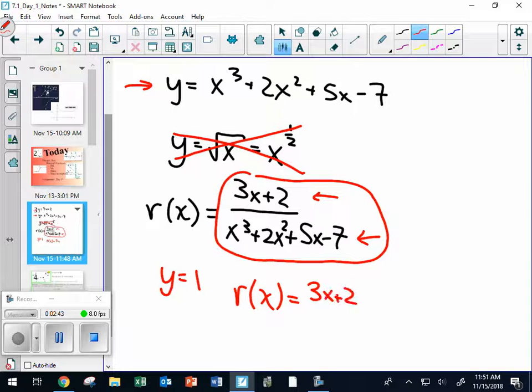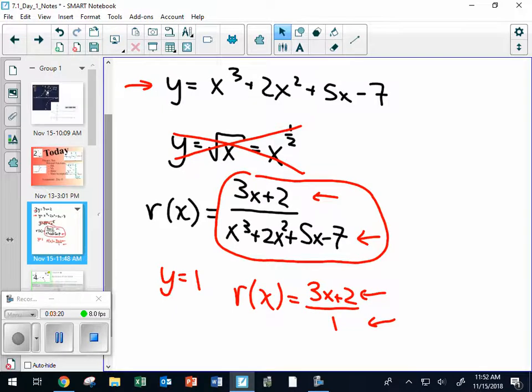So if I just had 3x plus 2, can that be a rational function? Well, if you say, well, no, because it's not over anything. Isn't 3x plus 2 just the same thing as 3x plus 2 over 1? And since 3x plus 2 and 1 are both polynomials, that does count as a rational function. So any polynomial that you can think of is a rational function. And if you take a polynomial and you divide it by a polynomial, that is also a rational function.